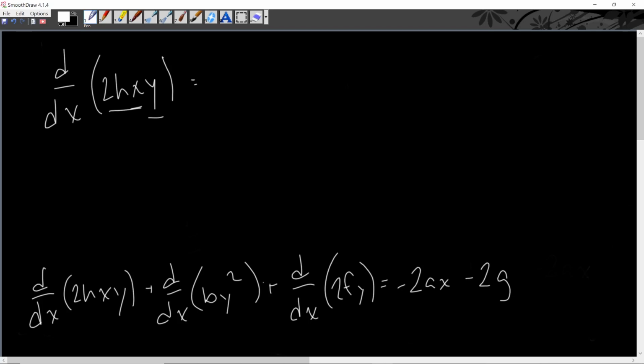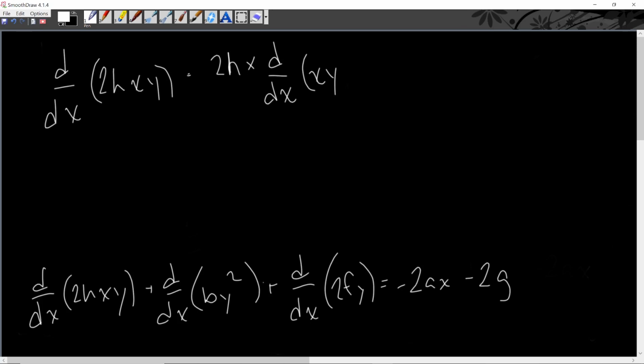So let's do that. We'd have the derivative of, well, actually, since it is a constant, let's just make this simple, and we'd say that 2hxy, this derivative is the same as 2h times the derivative of xy. Again, 2h is a constant, so it doesn't get differentiated to 0, so we can just pull it out. So when we're doing the derivative of xy, y is not explicitly defined as a function of x, so we're going to have to use product rule.